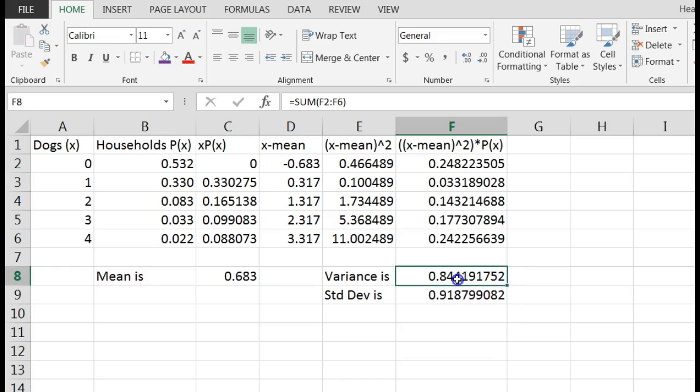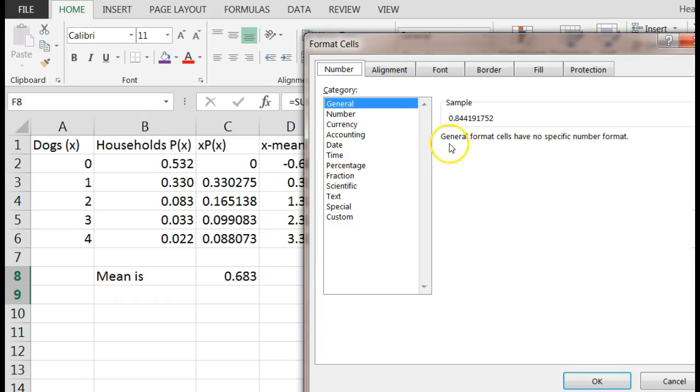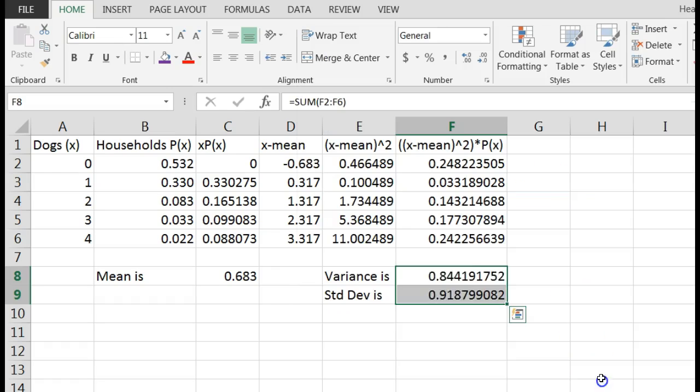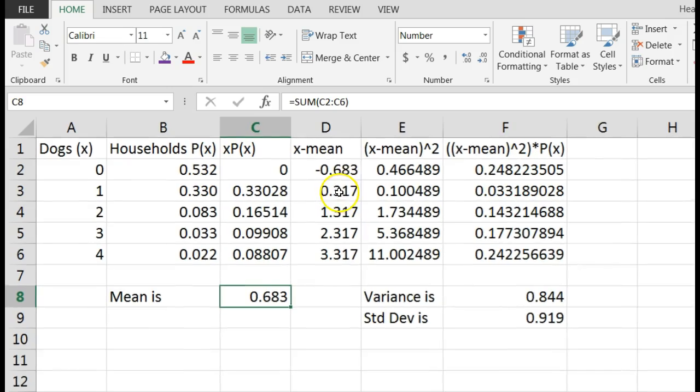Now, let's say I want to round those to 3 decimal places. Okay, format cells, number, 3 decimal places. Okay, so let's look at this again. Here is my X, my P of X. This right here, I simply summed those columns.